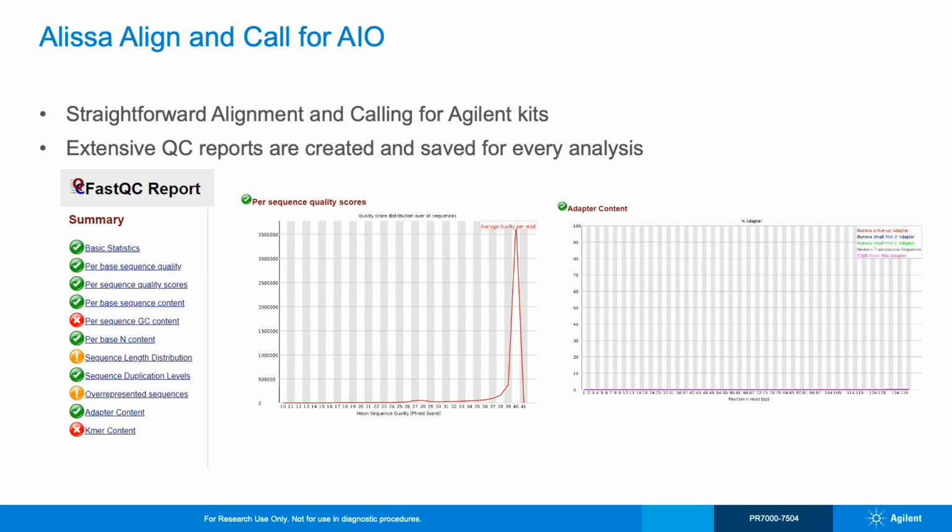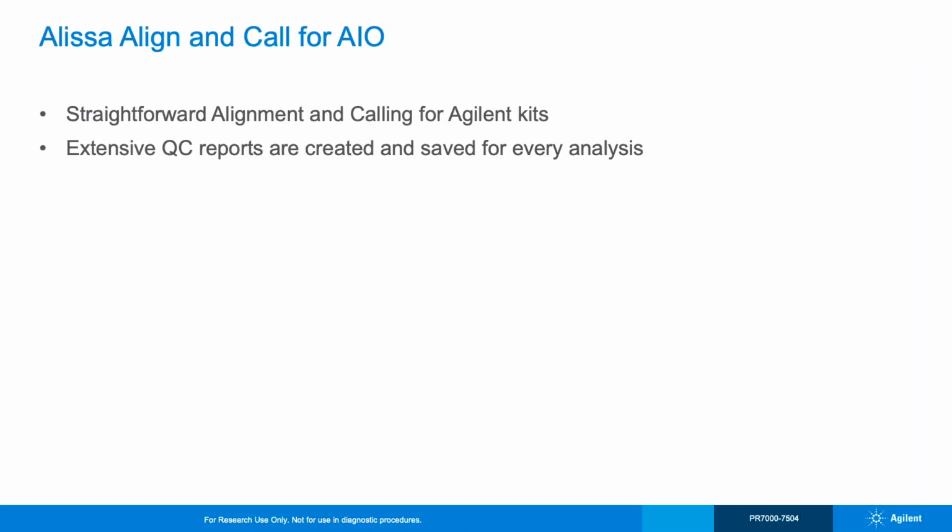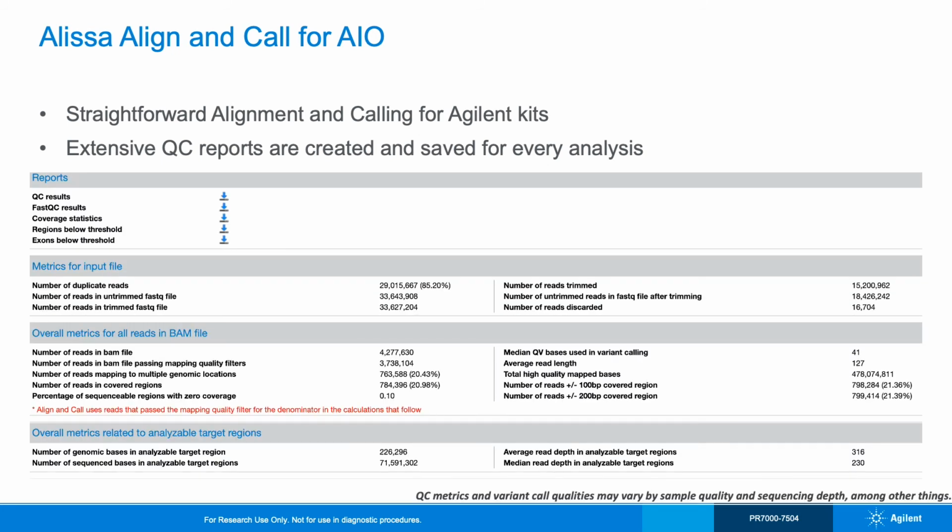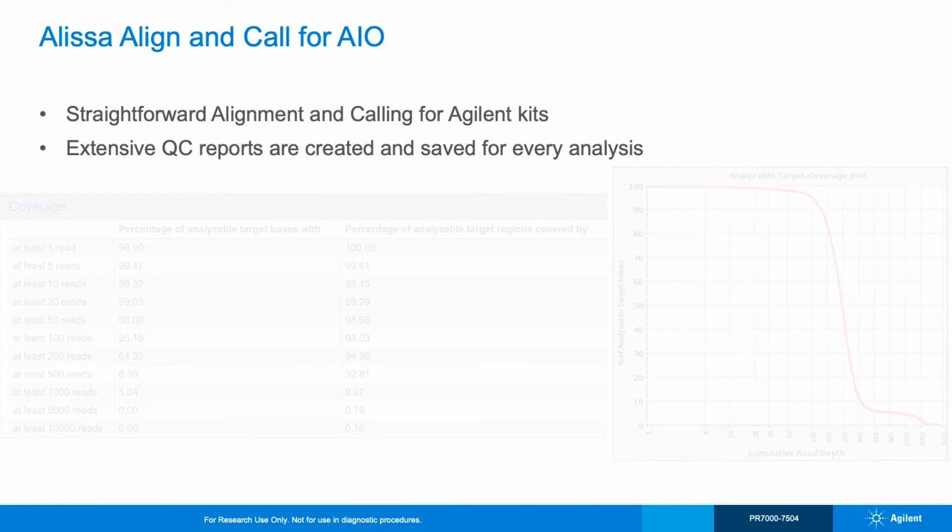Some of the examples that were returned by Alissa Align and Call are shown here. This includes the per sequence quality score, which shows us the proportion of the different Q scores as a function of population, and also the adapter content that was measured to be present within each of the sequencing reads. Another metric that's provided is going to be information about duplicate reads, the number of reads that are trimmed and untrimmed, along with the information about the reads that will be present in the BAM file, the average read length, and the average read depth.